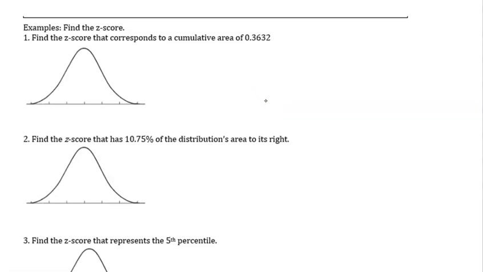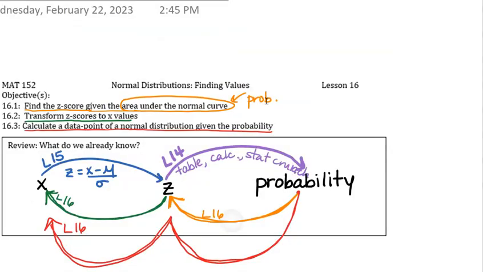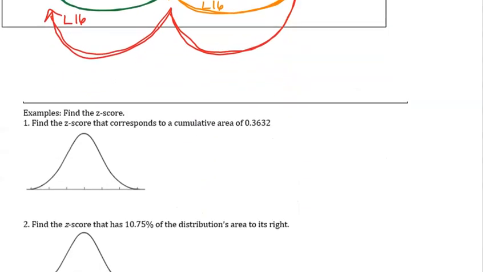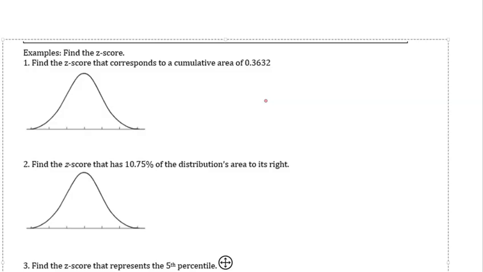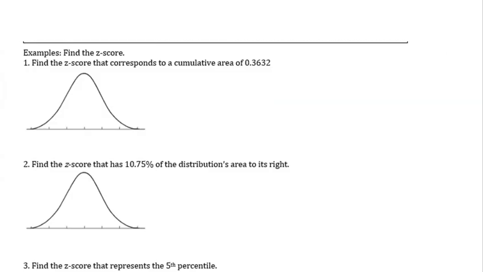So all of the examples on this first page deal with objective 16.1, where we will be finding z-scores given the area under the normal curve, given the probability. So example 1, we're asked to find the z-score that corresponds to a cumulative area. Cumulative area is just a very fancy way of saying left area, because we do work from left to right. A left area of 0.3632.